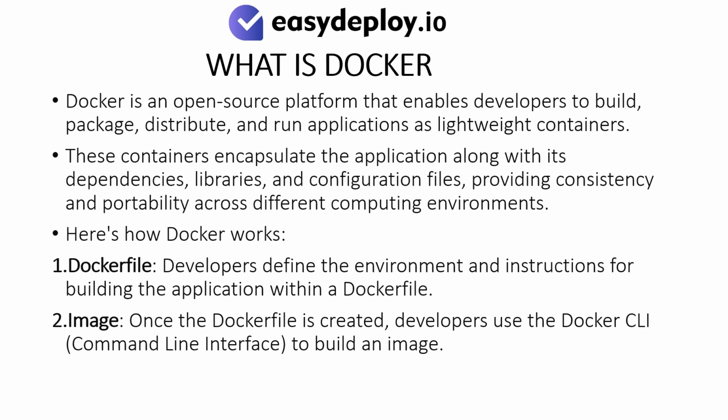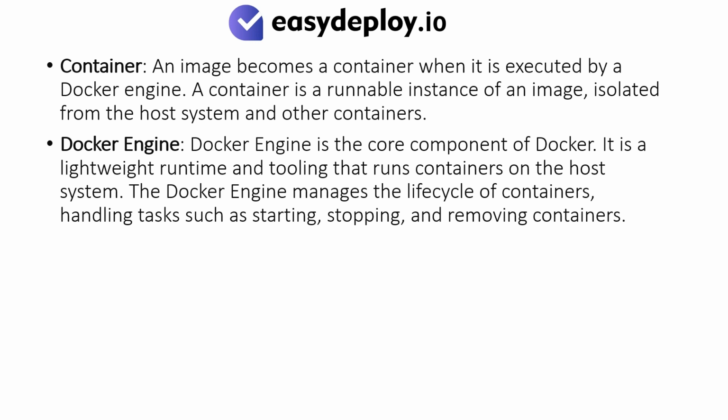Dockerfile: developers define the environment and instructions for building the application within a Dockerfile. Image: once the Dockerfile is created, developers use the Docker CLI to build an image. Container: an image becomes a container when it is executed by a Docker engine. A container is a runnable instance of an image, isolated from the host system and other containers.